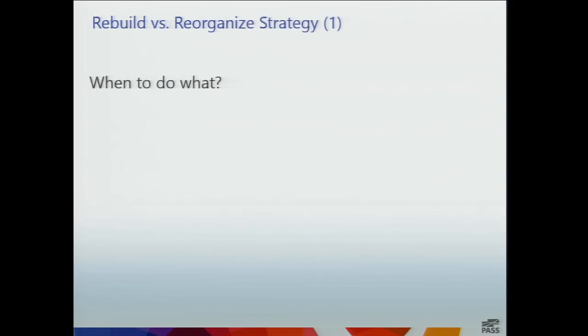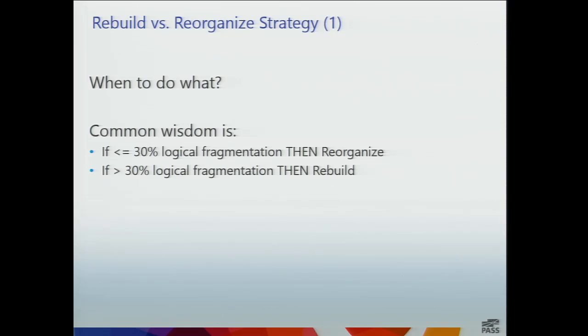So when should I do what? When do I rebuild versus reorganize? The common wisdom is that if it's less than 30% logically fragmented, then I reorganize. If it's more than 30% logically fragmented, then I rebuild. The reason for that is that reorganization, depending on how big my table is and how fragmented it is, can require a lot of extra work. A rebuild is a fixed cost. So I have to perform the same amount of work whether I'm 1% fragmented with a rebuild or 99% fragmented. It's still going to have to do the same amount of work. With a reorg, depending on how much fragmentation there is, there may be a lot more work to do.